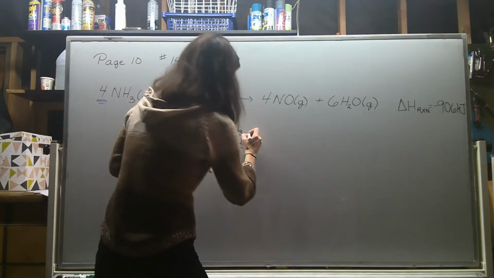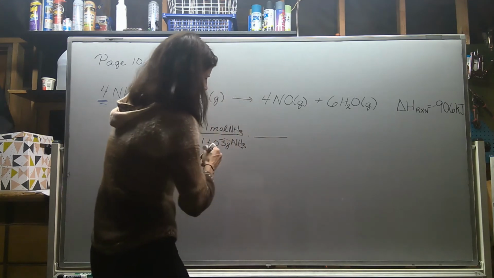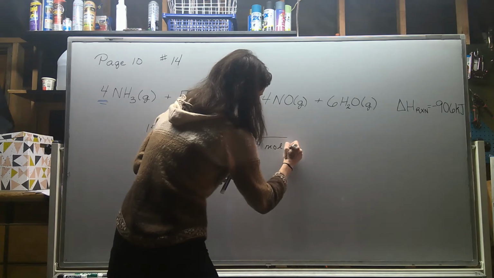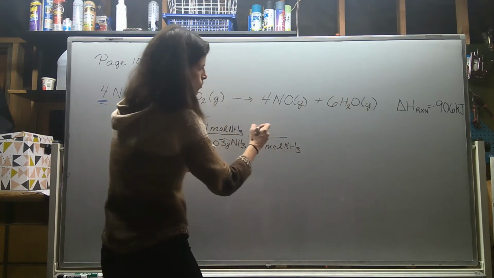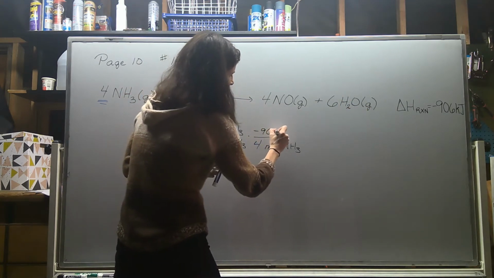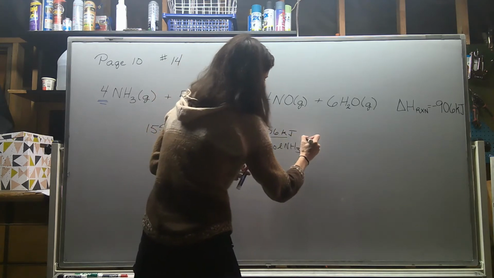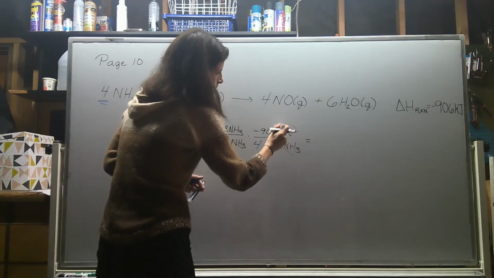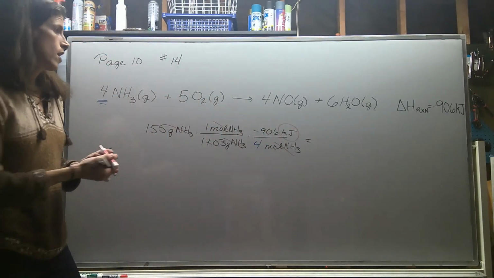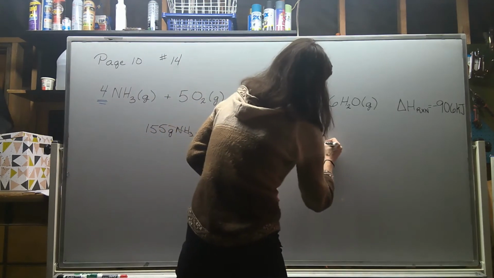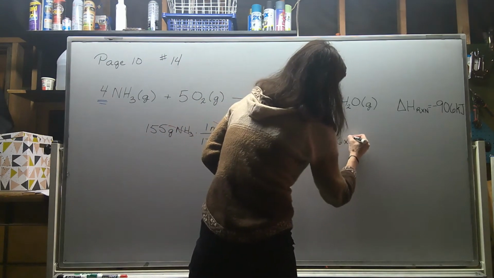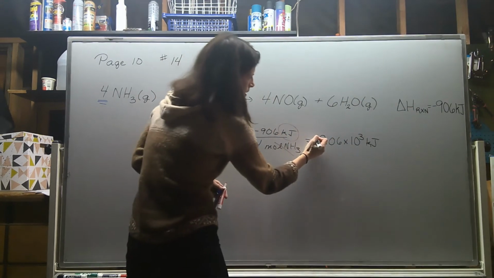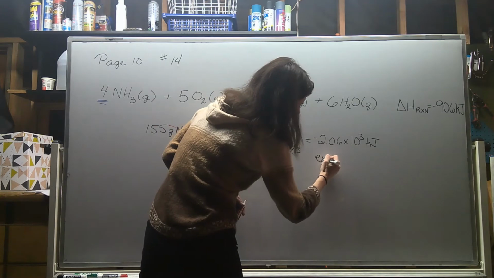So 4 moles of ammonia will produce negative 906 kilojoules of energy. Now moles are gone, and we're just left with units of kilojoules. And the answer here is going to be 2.06 times 10 to the 3rd kilojoules. And we do have a negative sign. It's an exothermic reaction.